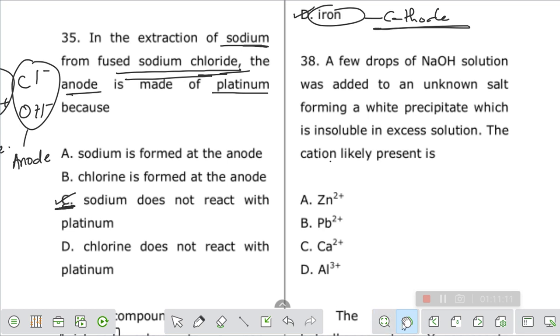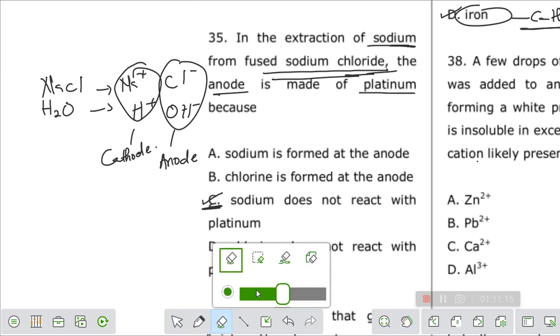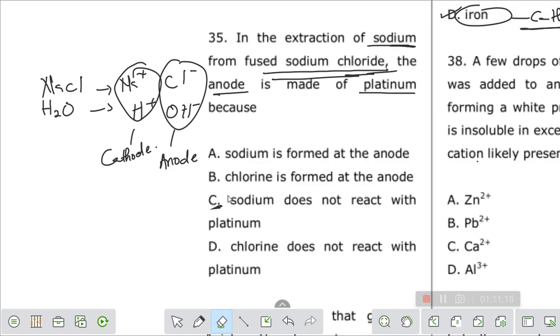So actually, I made a mistake here. I was looking at it the way I was doing it. There's actually a mistake here. Sorry. This answer is actually chlorine does not. Chlorine is going to... I told you that cathode is in what? The anode is the platinum, right? The anode is in what? The platinum. The chlorine is going to the anode, right? And the anode is platinum, right?